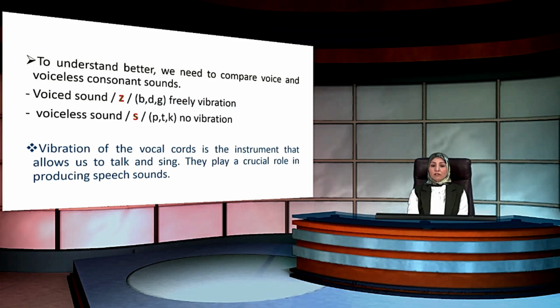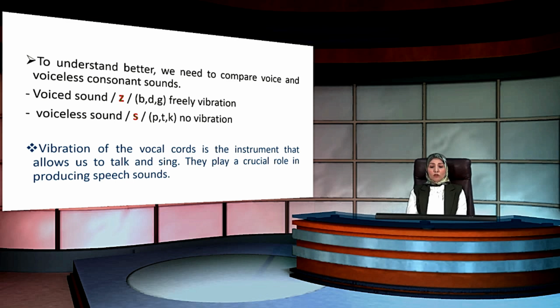To understand better, we need to compare voiced and voiceless consonant sounds, like the sound Z. When I put my hand on my throat and pronounce the sound Z, there is vibration in the vocal cords. So, it is a voiced sound. And when I say S, there is no vibration. So, it is a voiceless sound.